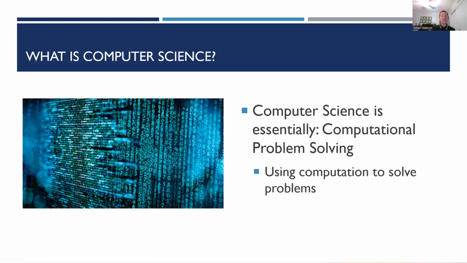Now, computer science is not just about programming, like I said. Computer science is about all kinds of things, and we'll talk about where they're used in various fields of computer science a little bit later. So what I want to focus on right now is that the main part of computer science is computational problem solving. So what is computational problem solving?